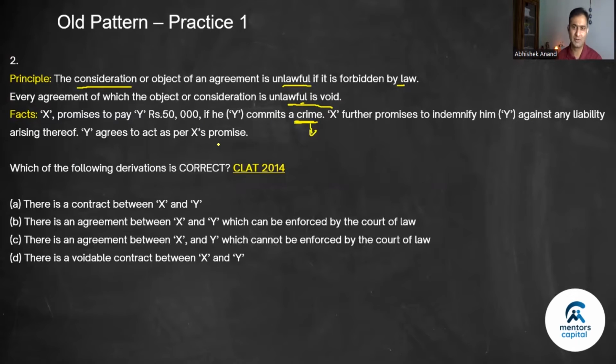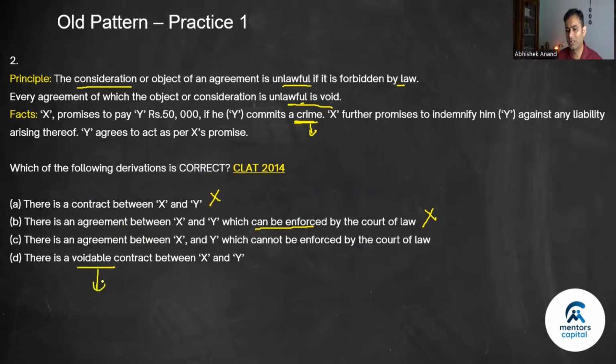But if one of the parties were to default, can they get this enforced in a court of law? No, because this is not a contract. The object was unlawful. Which of the following derivations is correct? There is a contract between X and Y. No, there is an agreement between X and Y. There is an agreement between X and Y which can be enforced. No, the object is unlawful, it cannot be enforced.